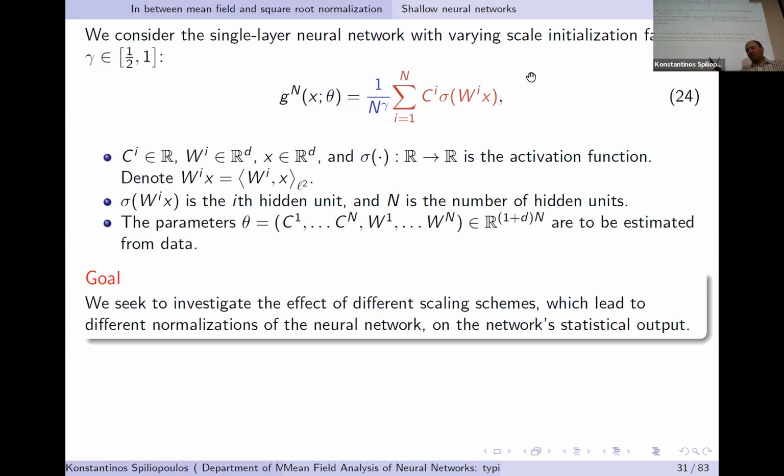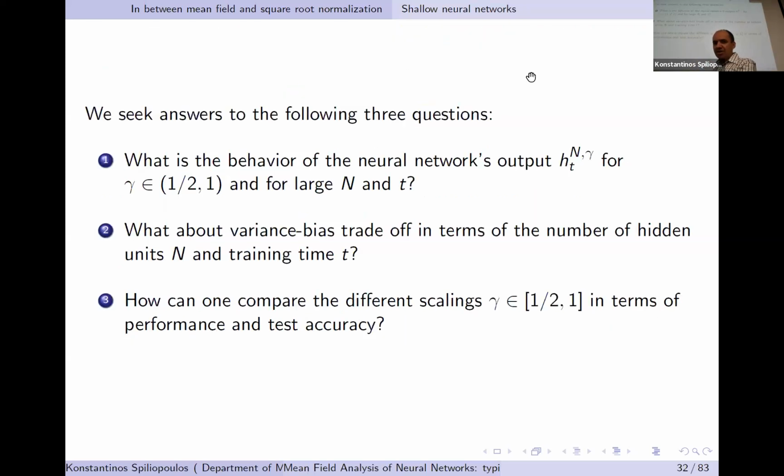When we asked that question, we didn't really know how to do this. So we said, okay, let's first understand what happens in between, and maybe through that, we'll see how to compare them. So let's put a gamma there, and this gamma would be between 1/2 and 1. Okay. Let's do this first for the shallow case. So the questions to ask are the following. What is the behavior of the neural network for large N and large T when gamma is between those two values?